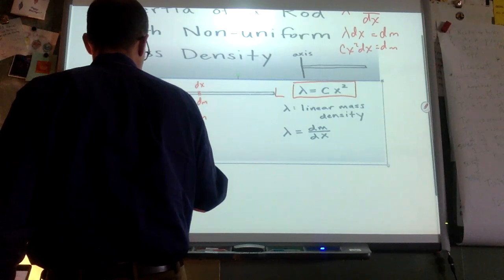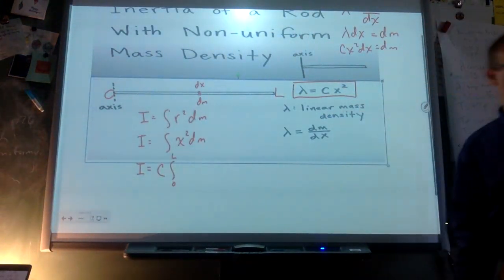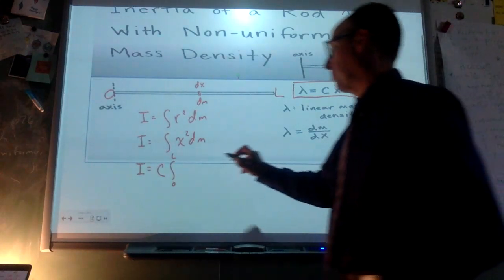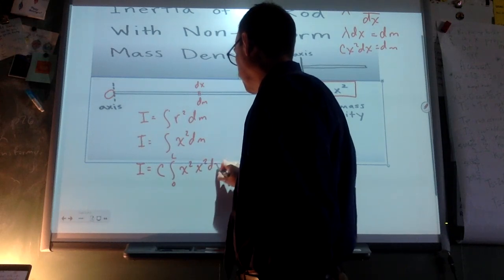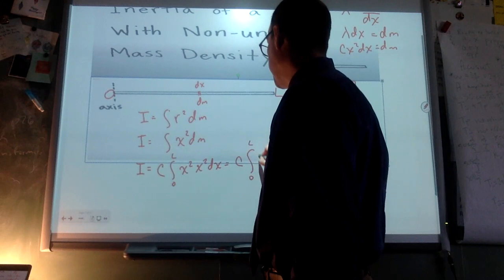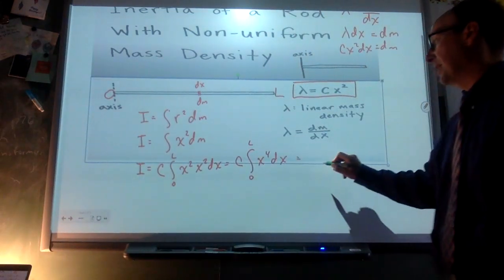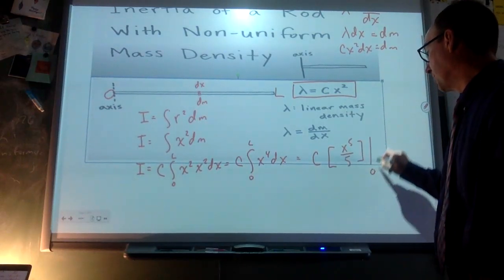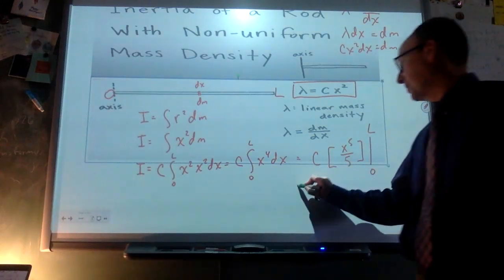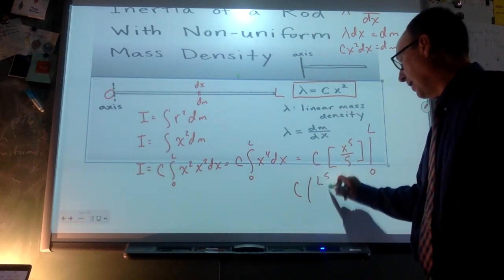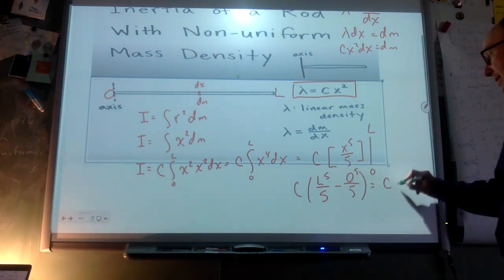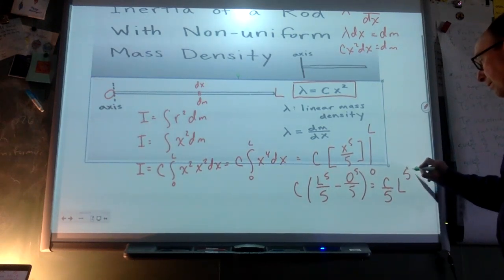I'm going to take the c out because that's a constant, from 0 to L, because we're saying from the end of the axis to the edge of our rod. And I'm going to have x squared times x squared dx. So I can combine these to x to the fourth power dx, and then this is simply going to be x to the fifth over 5 from 0 to L. And I'm going to have c times L to the fifth over 5 minus 0 to the fifth over 5. And so I get that this is c over 5 L to the fifth.